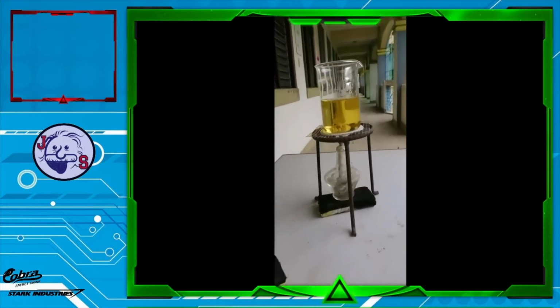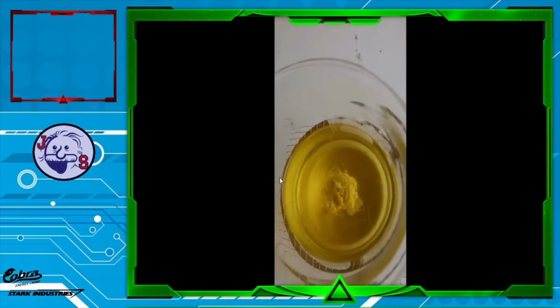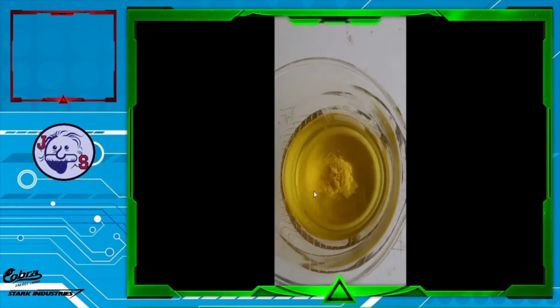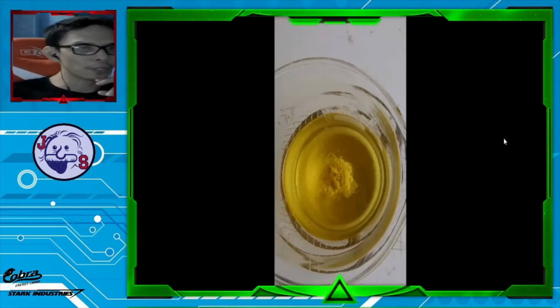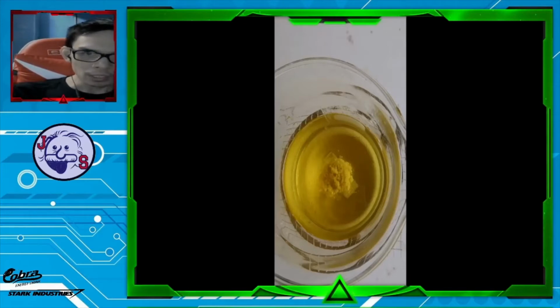For the setup, we will put the powdered chalk at the center of the beaker. As you can see in this particular setup, we have the cooking oil and then the chalk at the center. The cooking oil represents the mantle material, and the chalk at the middle represents the molten rocks found in the mantle.